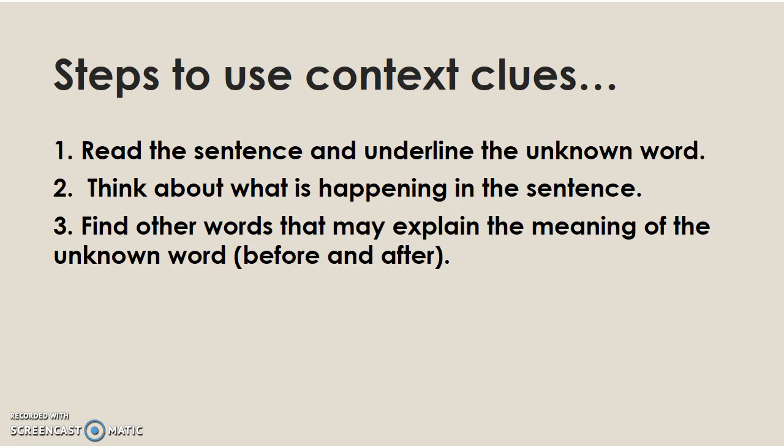Next thing you're going to do is you need to take a 360 look all around the word that you do not know. You need to find other words that perhaps may explain the meaning of the unknown word. It might be that it is explained further with other adjectives. It might be that it's saying it's the opposite of something else that you know. It might be saying that it's the same thing as something else that you know. So look around and see if you can figure out, based on the other words around it, the meaning of that unknown word.